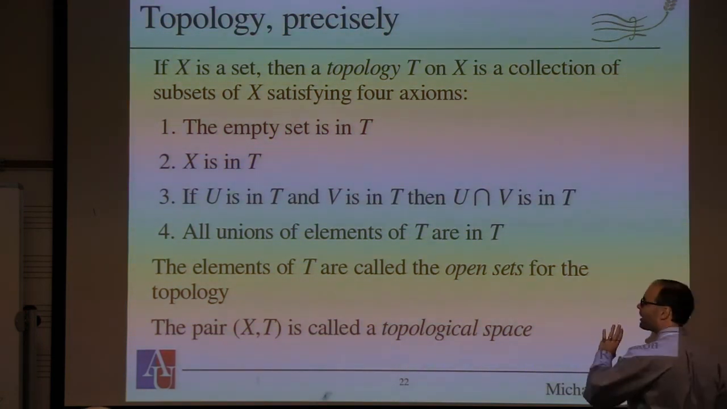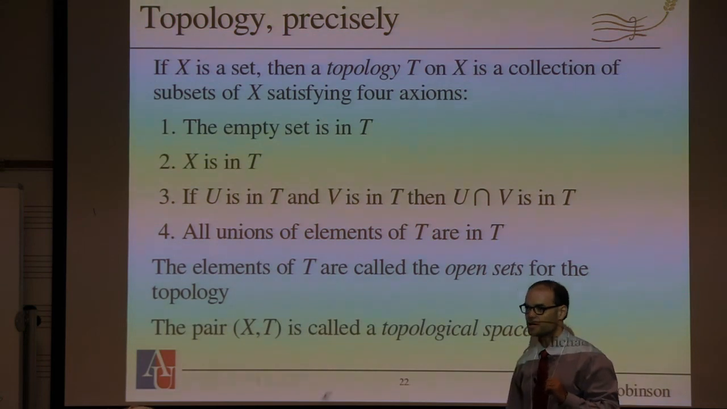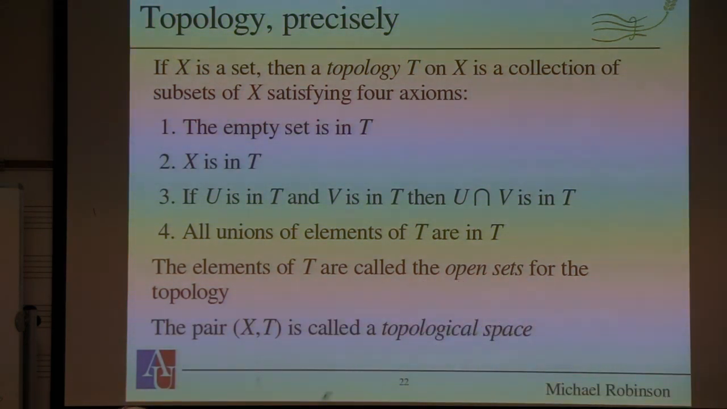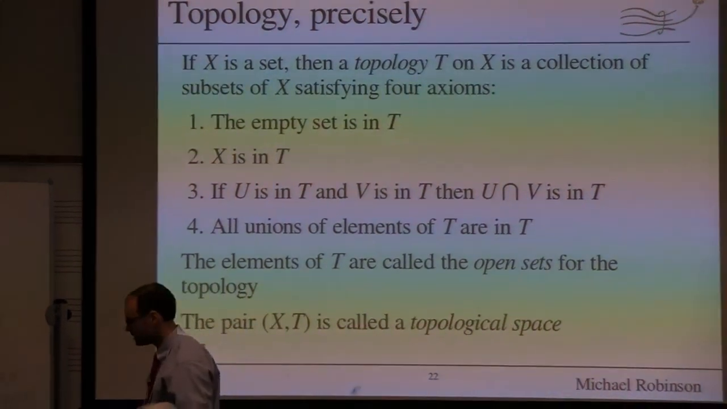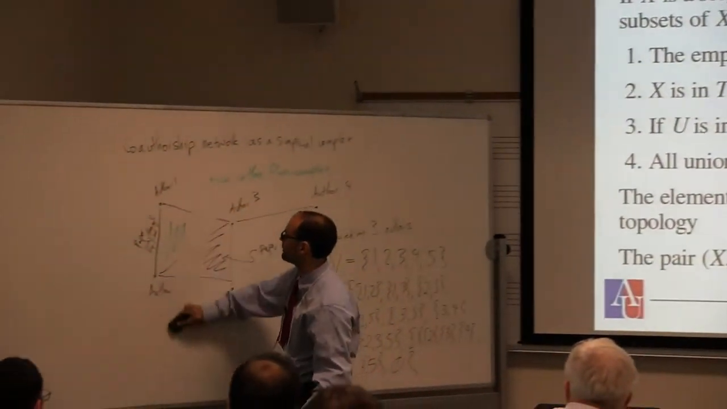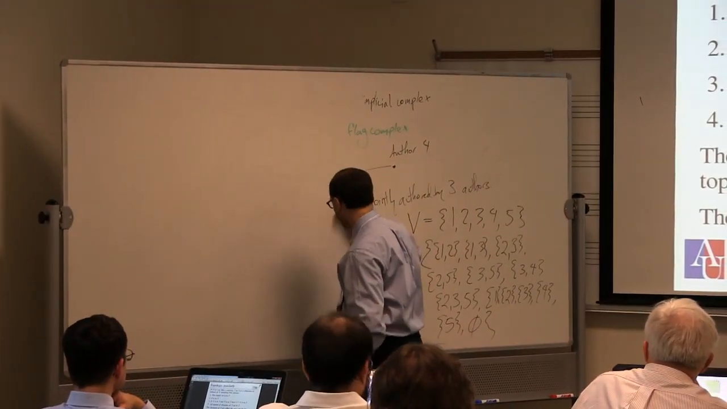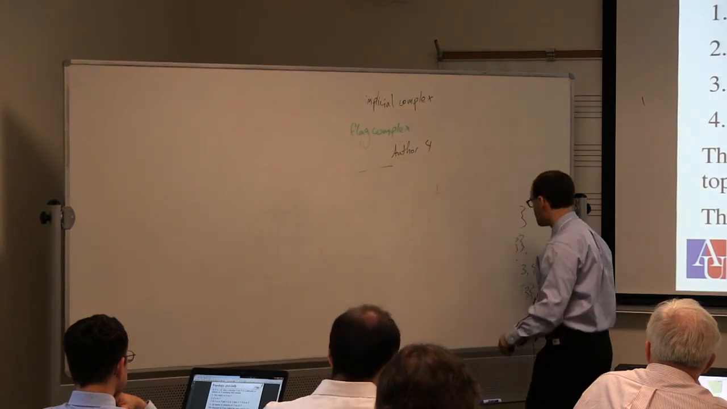If I pair up the topology with my set, we call that a topological space. This is a super, super, super general thing. So let me give you some examples, because otherwise this is floating off into mathematical abstraction, which is probably unhelpful. Actually, I'll say it's definitely unhelpful. So let me give you some examples of topological spaces.